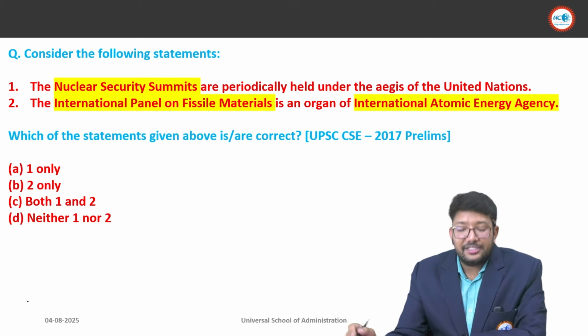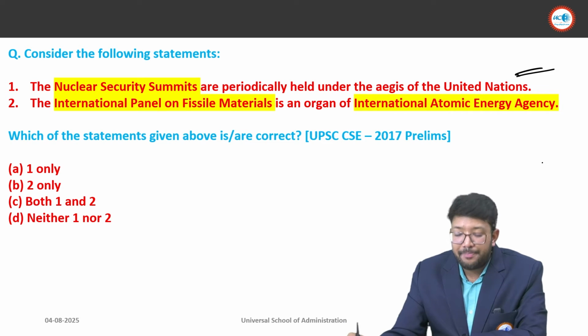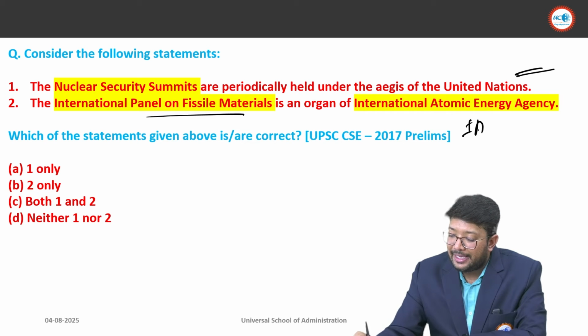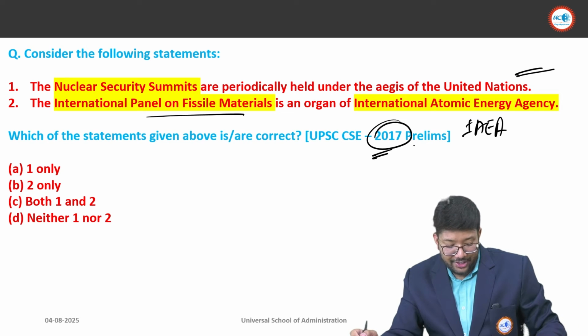Okay, fine. Consider the following statements. The nuclear security summits are periodically held under the aegis of the United Nations. The International Panel on Fissile Materials is an organ of IAEA. It was asked in the 2017 prelims examination.